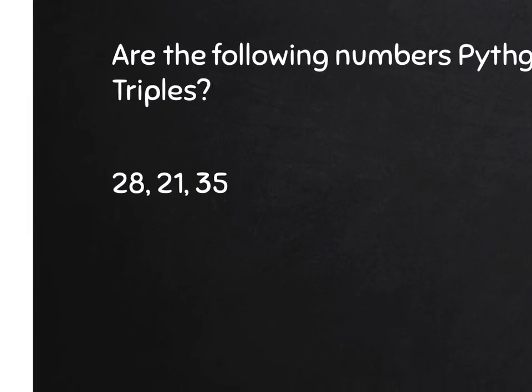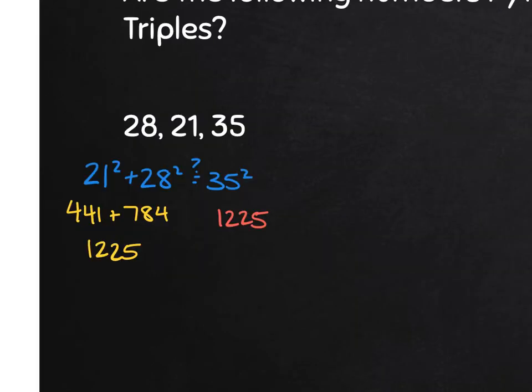When I have this one, the way that I can check to see if it's a Pythagorean triple, if I know they're whole numbers and positive integers, is I can put them into the Pythagorean formula and say, do these things actually equal each other? So I'm going to do 21 squared and 28 squared and then add them together. When I do my math, 21 squared is 441, 28 squared is 784. Together, that equals 1,225. Well, 35 squared also equals 1,225. Since those are equal, my answer is yes, these are a Pythagorean triple.